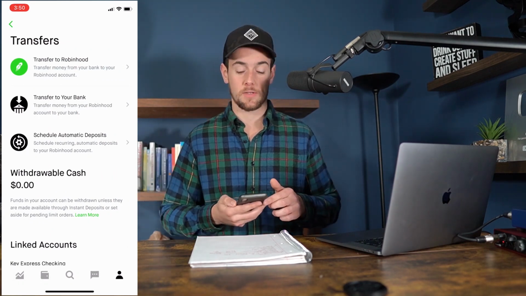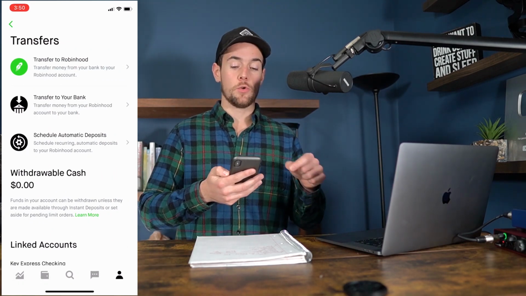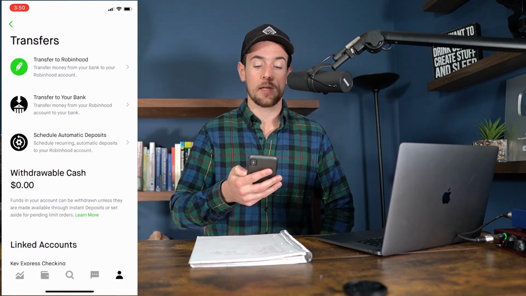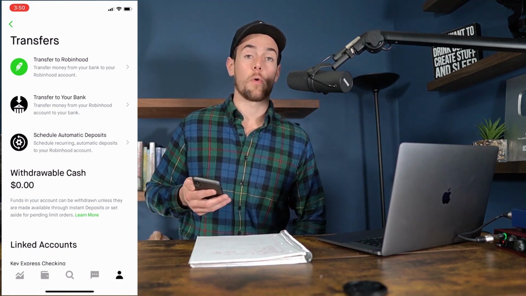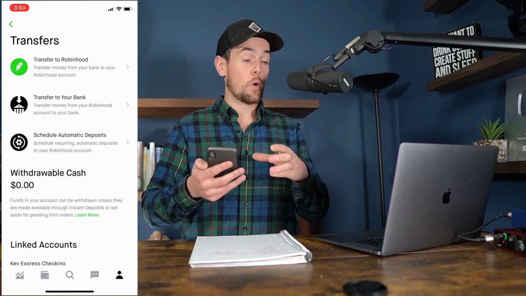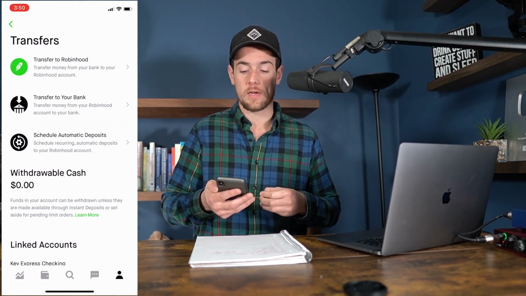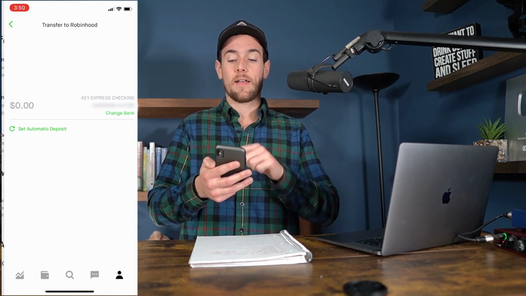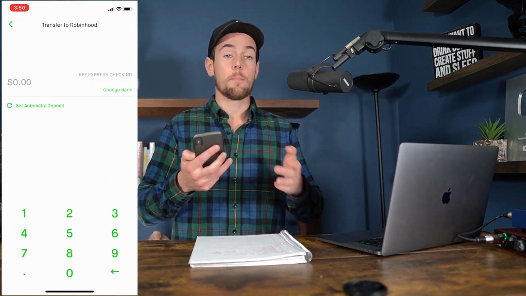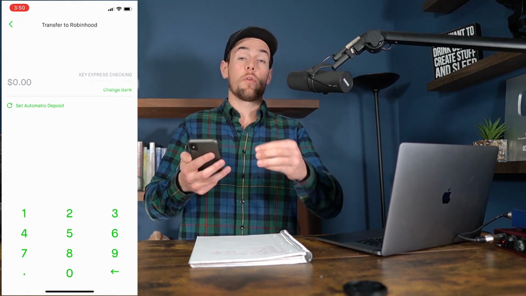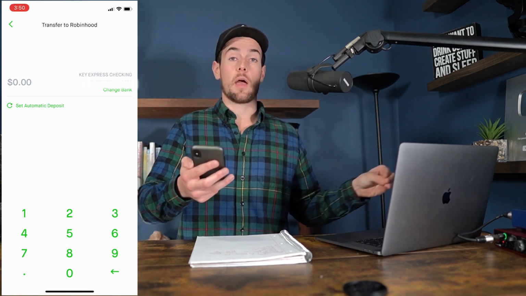This is where you have a couple of different options. Number one, you can transfer to Robinhood. This is where you would transfer money from your bank to your Robinhood account. All right, this is what we're going to do first, because this is how we get money into the Robinhood account for trading. So we're going to go ahead and click on that, and then we're going to choose the amount of money that we want to move from my bank account to my Robinhood account.